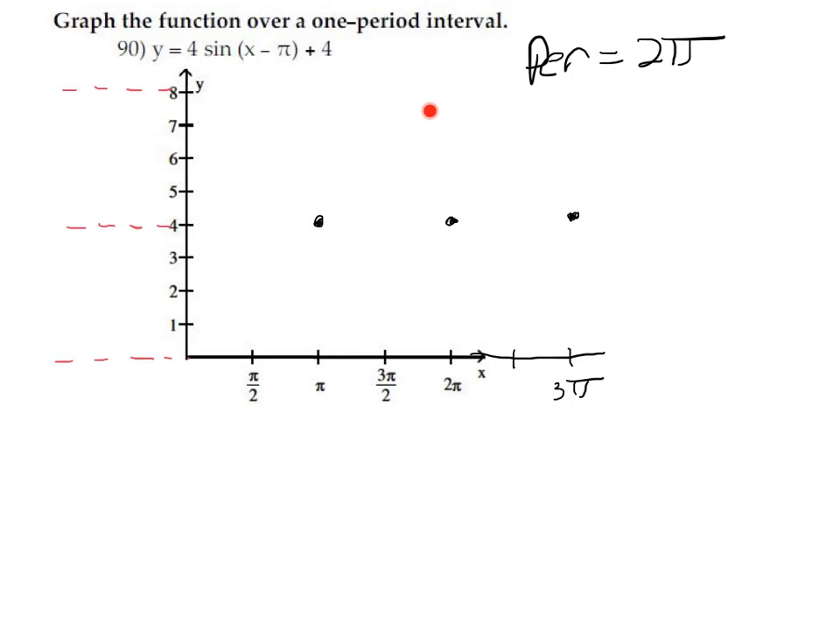It'll go up first unless there's a negative in front of this 4. So this is up and then down. So we're going to get up to 8 and down to 0. And now you just try to make a nice smooth curve through there, and we have graphed this function over a 1-period interval.